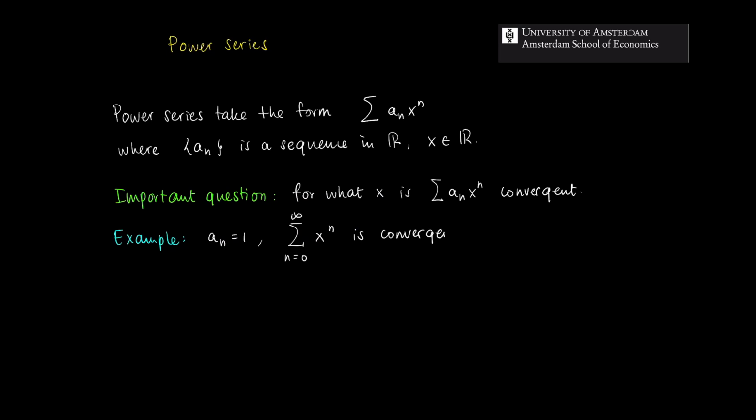If we sum over these powers of x, it is only convergent for x in the interval (-1, 1), where -1 and 1 are excluded. Well, why is this? It constitutes a geometric series, right? And we have seen that the sum only exists if x is in absolute value smaller than 1.